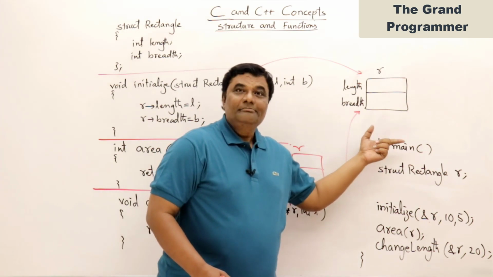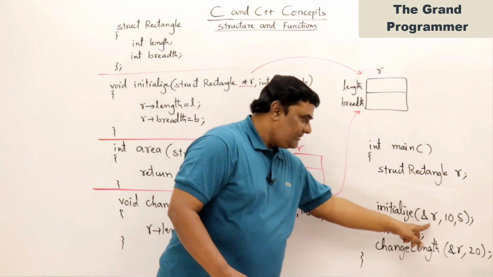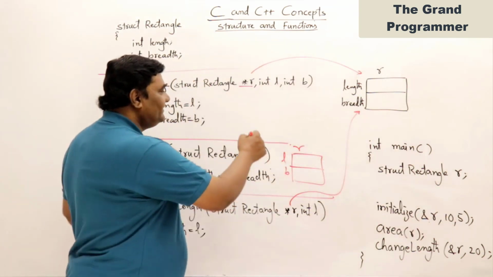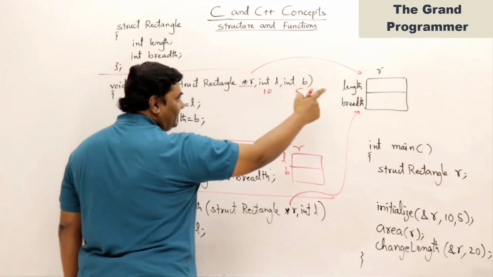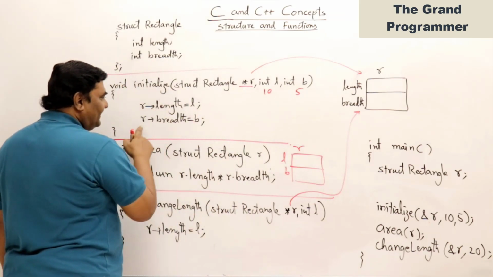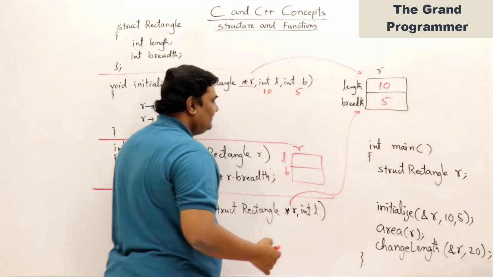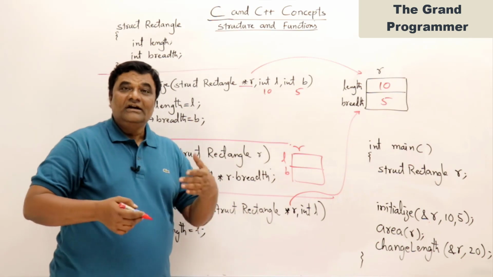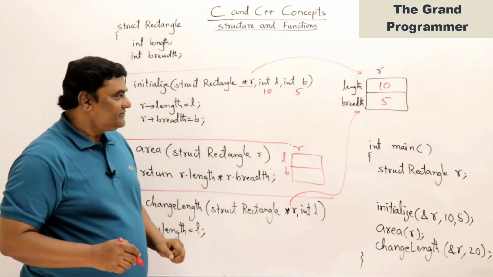Let us start executing the main function having a rectangle, this one. Then call the initialize function by sending an address and new values for length and breadth. So length and breadth are called by value: 10 is copied in this one, 5 is copied in this one, and this is a pointer to that rectangle that belongs to the main function. And r dot length is assigned L and breadth is assigned B. So this will be 10 and 5. And the function returns, it's not returning anything because it doesn't have to return anything. It is just initializing those values.